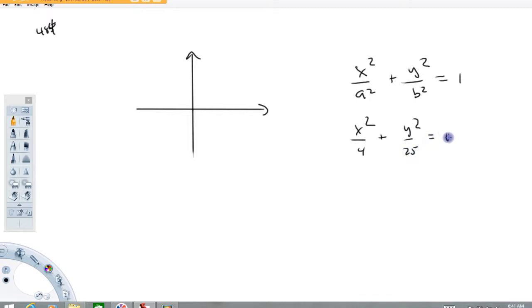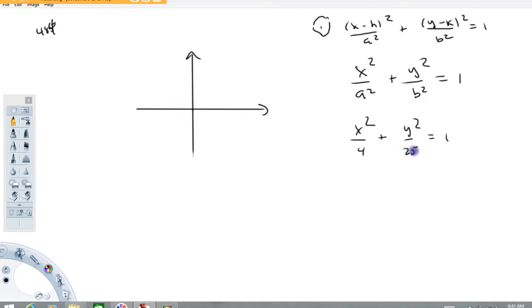So this is an ellipse centered at the origin, right? If it wasn't centered at the origin, the standard form looks slightly different. I'm going to write that up here: the standard form of an ellipse centered at some other point looks like this. This is the general form for an ellipse centered at the point (h, k). All the examples here on page 484 are centered at the origin, because when you compare these two, there is no h and k. So this one right here is an ellipse centered at the origin.